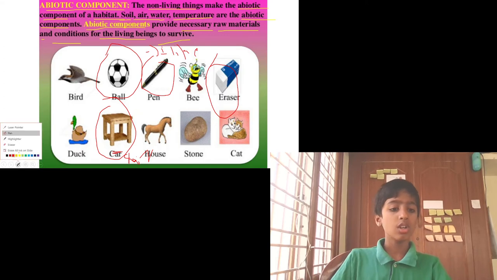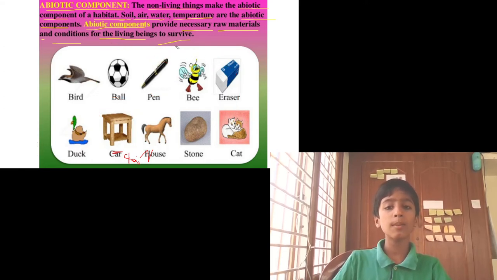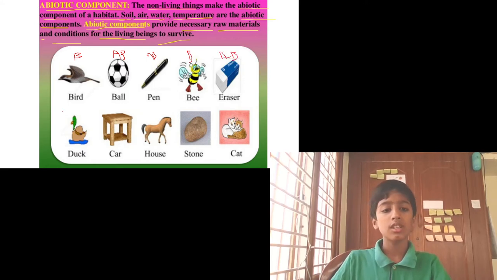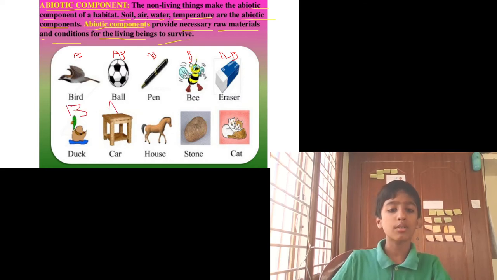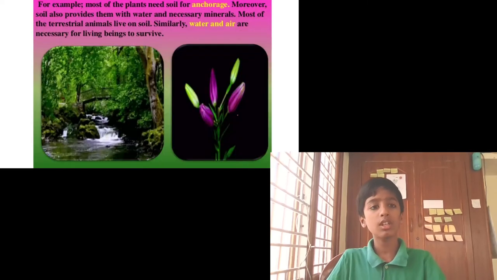Now let's look at whether each of these is abiotic or biotic. Let me mark it for you. Are you ready? I will write AB for non-living and B for living. AB means abiotic and B means biotic. So this is B, biotic. This is AB. This is AB. This is B, biotic. This is abiotic. This is biotic. This is abiotic. And this is not a house, it is a horse. So this is biotic. This is abiotic. And this is biotic.